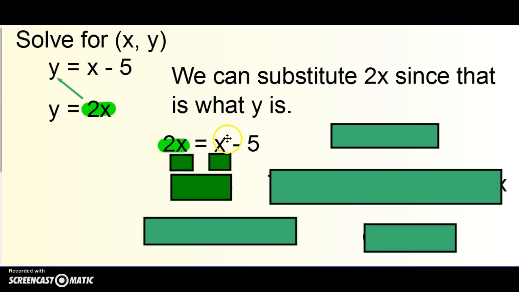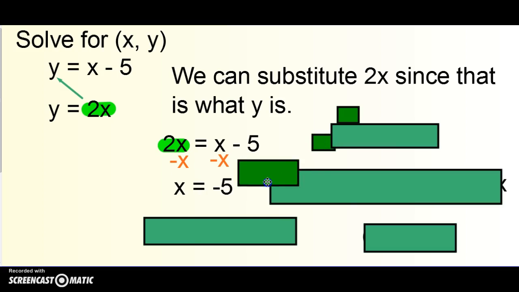Now we want to move this x over so the x's are together on one side of the equal sign. So you would say subtract x. And if you do that on the right, you have to subtract x on the left. And so now you have 1x, because you see here 2 minus 1 is 1. 1x equals negative 5. They crossed out each other here.